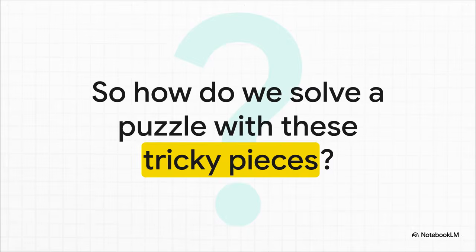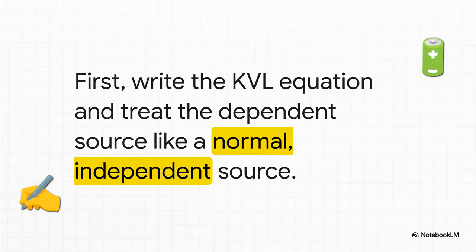Now, you're probably thinking, okay, this has got to make the math way harder, right? I mean, a new variable that depends on another variable. But you'll be surprised. The solution is actually super straightforward. So here's the trick. Part 1, don't panic. Seriously, you just write your KVL equation and treat that dependent source like it's any other normal independent source.